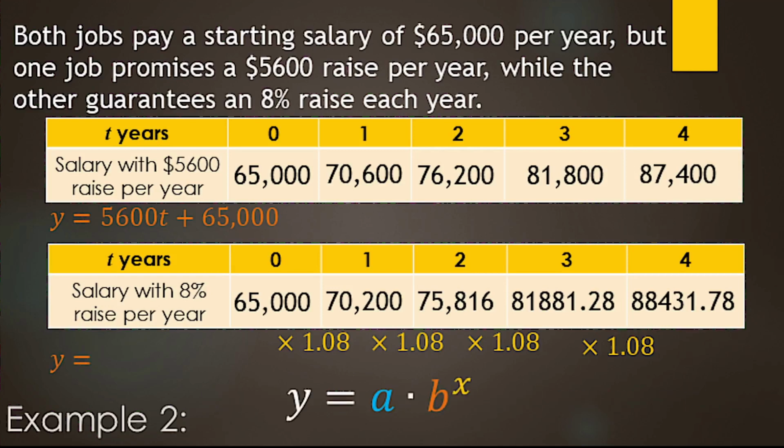So remember, y equals a times b to the x, right? a is your start amount, right? You start at $65,000. And then the b, that's your growth rate. That's this number here, 1.08. And then the x, that's the number of growths that take place. So that's going to be t for time in years. So kind of a similar story, right? We have $65,000 for the start amount, and this is adding $5,600 every year, and this is multiplying by 1.08 for every year there.